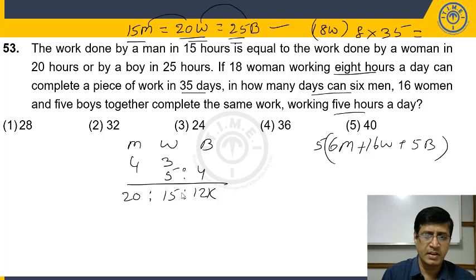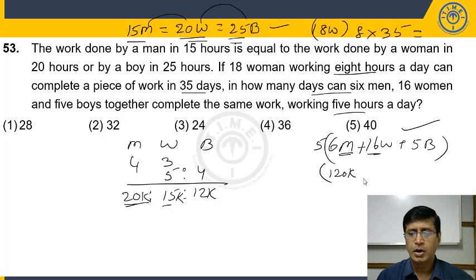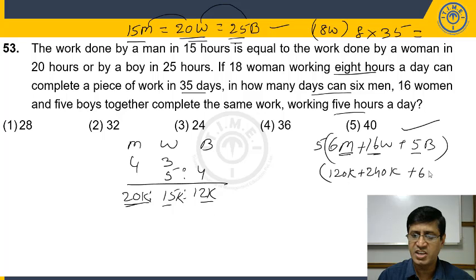Now the combined ratio is 20:15:12. So I am taking here 12K, 15K and 20K. What is the total work? Total work is equal to 18 women, 8 hours, completing in 35 days. Now what do we need to find? This group can finish the work in how much time? The efficiency of man is 20, so 20 into 6, 120K. 16 into 15 is 240K. 5 into 12 is 60K. The sum is 60 plus 240, 300, 300 plus 120, 420.